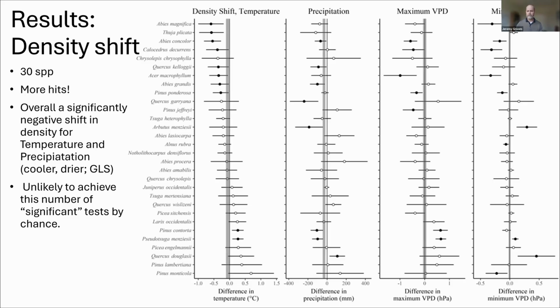And certainly for minimum and maximum vapor pressure deficit, things are a little bit more all over the board. There was not a general shift in that generalized least squares result. However, numbers of species appear to have changed their densities.